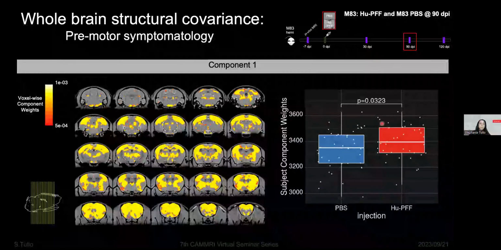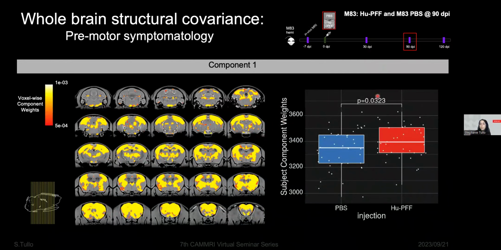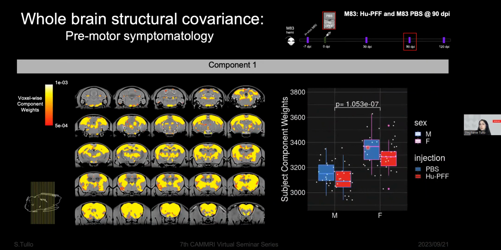midbrain areas. But when we took a look at whether there are any sex differences here, we didn't see a significant effect for the interaction of group and sex in terms of the subject weight. But we did see a main effect of sex, such that the female mice had higher specificity to this pattern compared to the male mice. So then we said, okay, how can we look at sex differences differently at this time point?